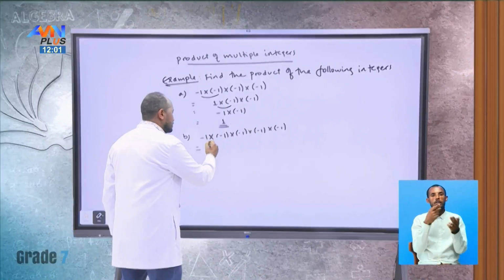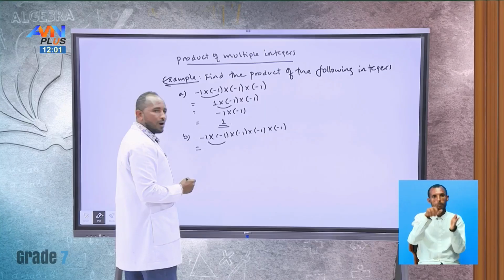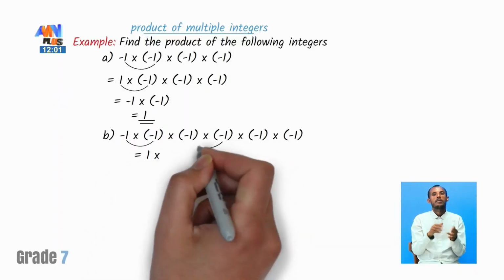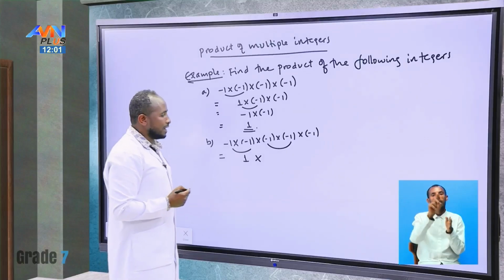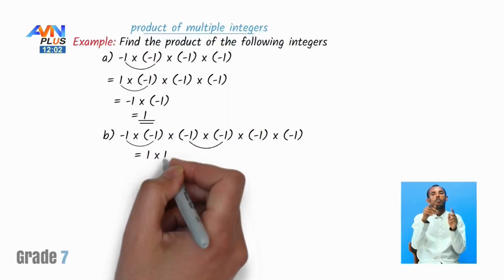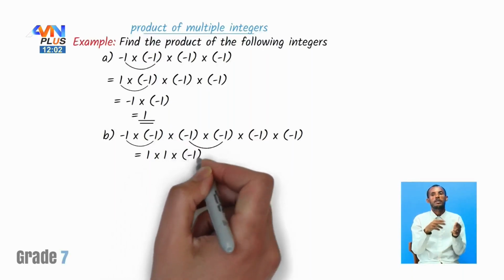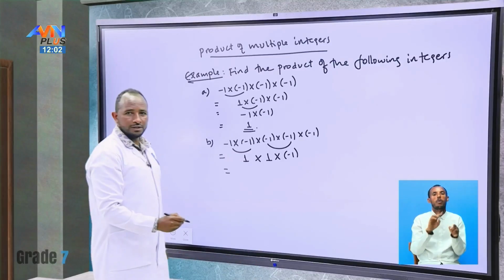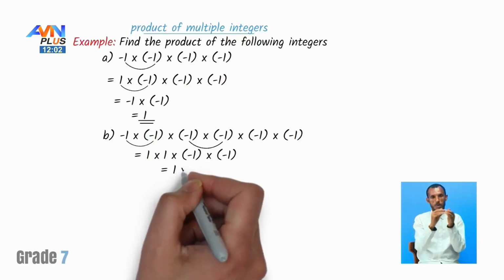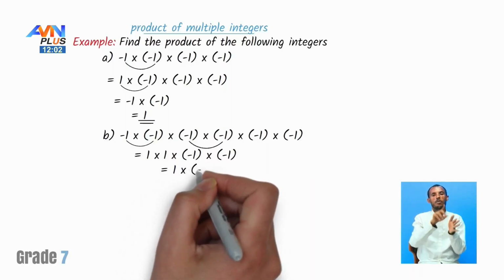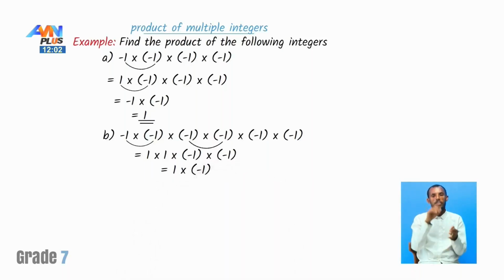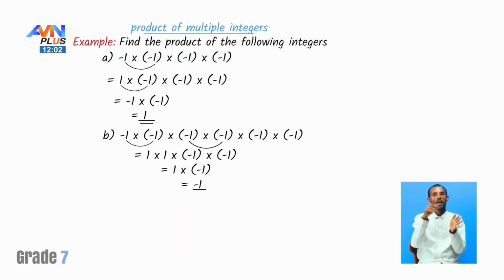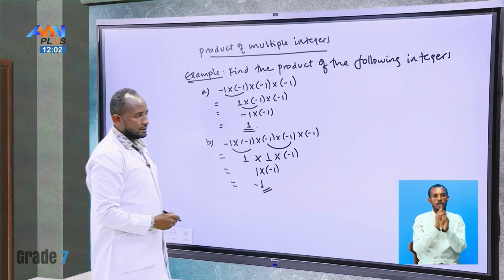When you multiply these two, minus 1 times minus 1, you have positive 1. Again, let's multiply these two. Minus 1 times minus 1 gives us positive 1, times the remaining minus 1 here. So when you multiply this, 1 times 1 is 1, times minus 1. So the final answer will be 1 times negative 1, which is minus 1. This will be the answer.